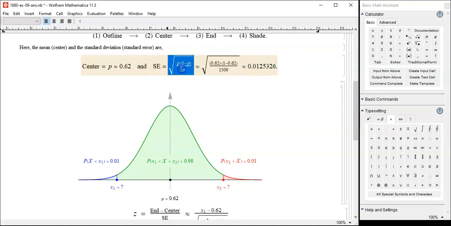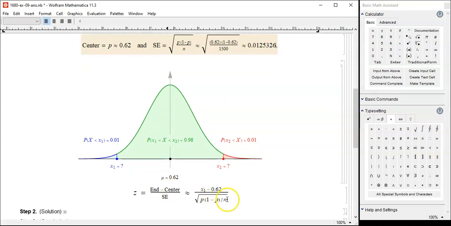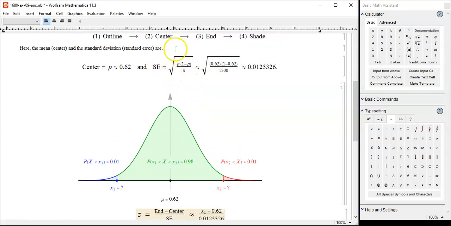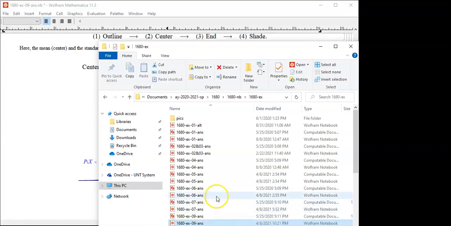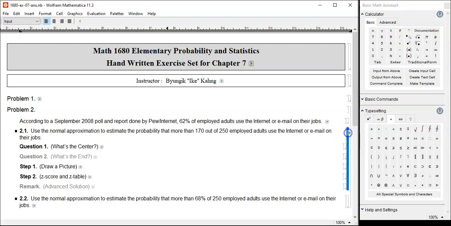As for this formula, please remember this. This is extremely important. Whenever you have inference of proportion, you have to use this formula there. Let's go back to chapter 7, the exercise at problem. I should not have closed that window. Here it is again. In problem 2, we had two SD formulas here.